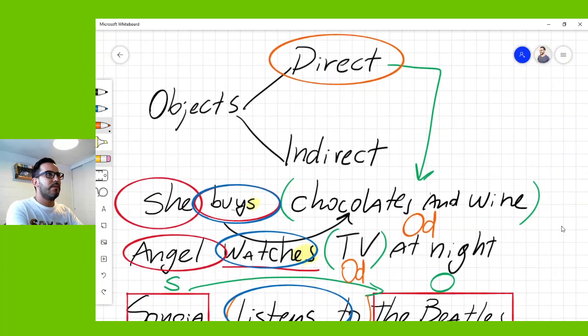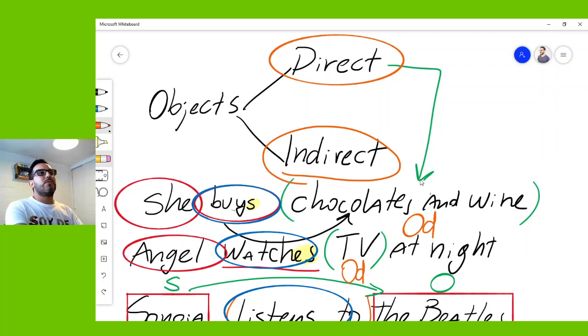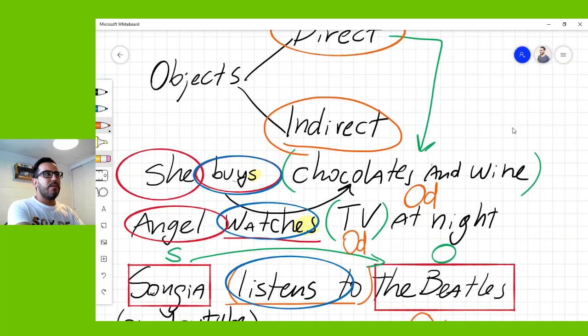Okay, let me go back here. So we have the first object and the second object. The second type of object is the indirect object. Here we have some more examples.